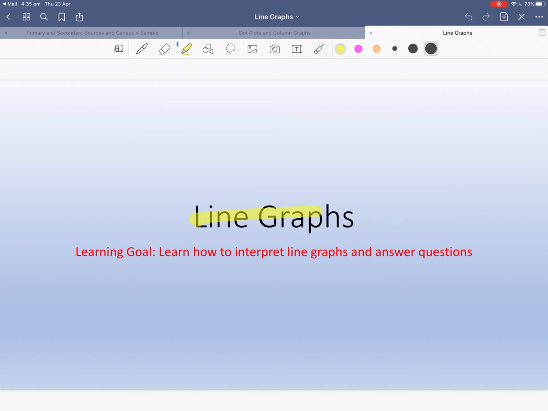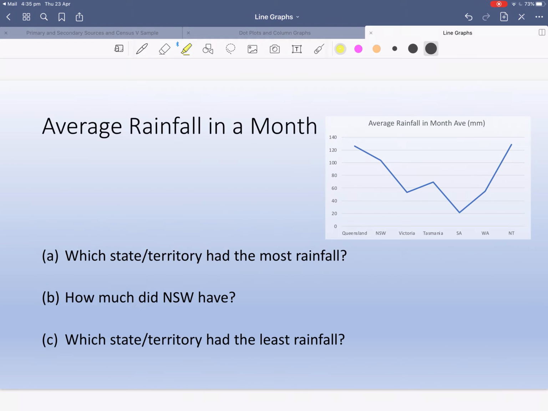Line graphs here. Okay, so the learning goal is to learn how to interpret line graphs and even to make them and answer questions. So off we go. All right. So I've actually had a look at the Bureau of Statistics, and I've looked at how much rainfall there was in a particular month. I think it was February, but we might have a look at it. And so we're going to look at this graph to answer some of these questions.